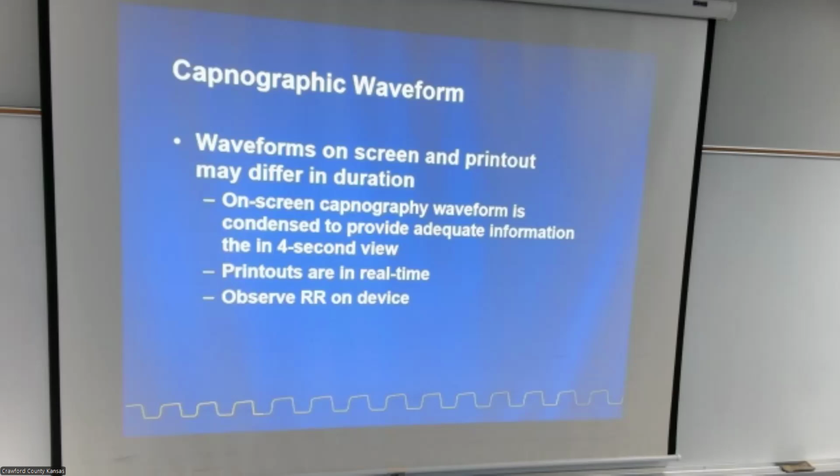So waveforms on the screen and printout may differ in duration. On-screen capnography displays a waveform that is considered to provide adequate information in a 4-second view. Printouts are in real time on the device. Printout's always going to be your more go-to because it's more live. Your screen, like I said, is only a 4-second view at that point.